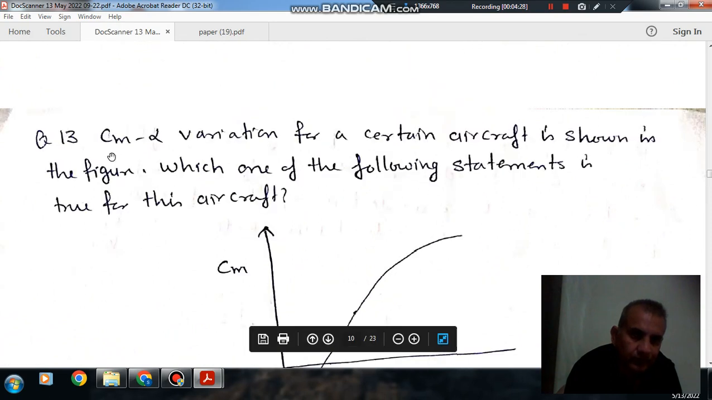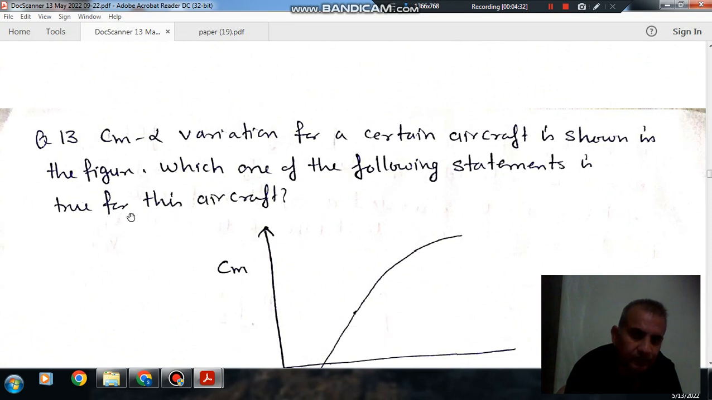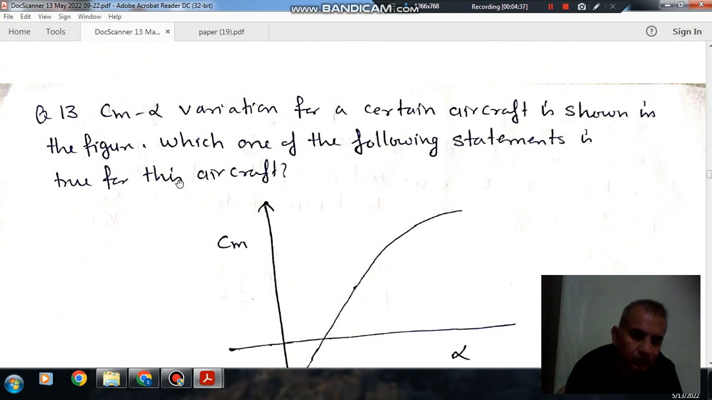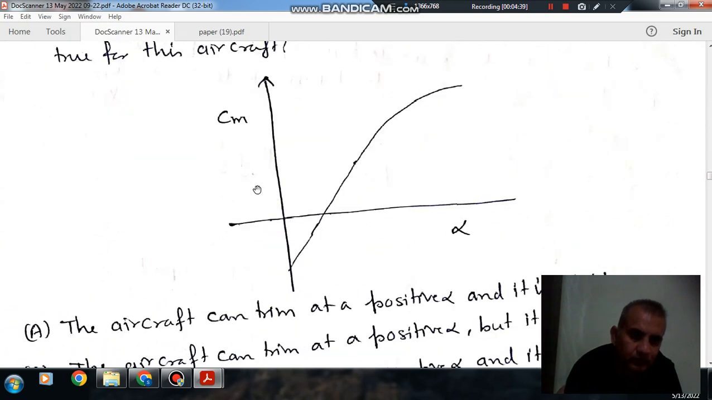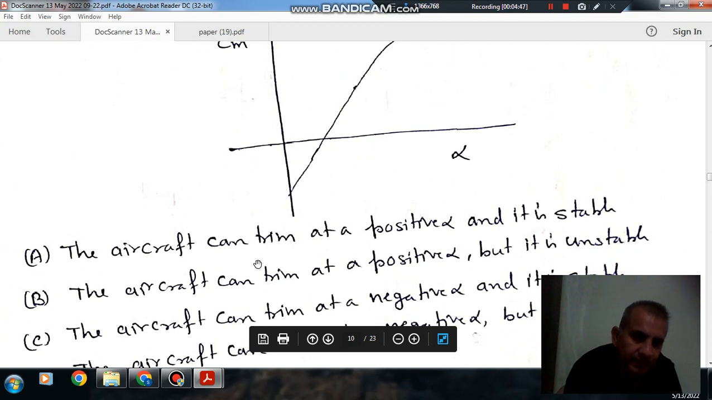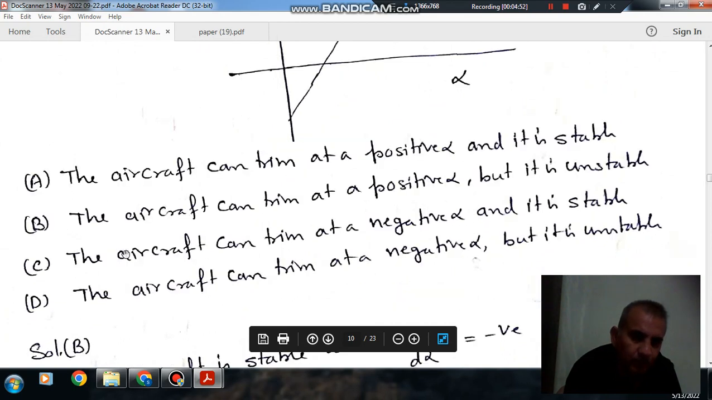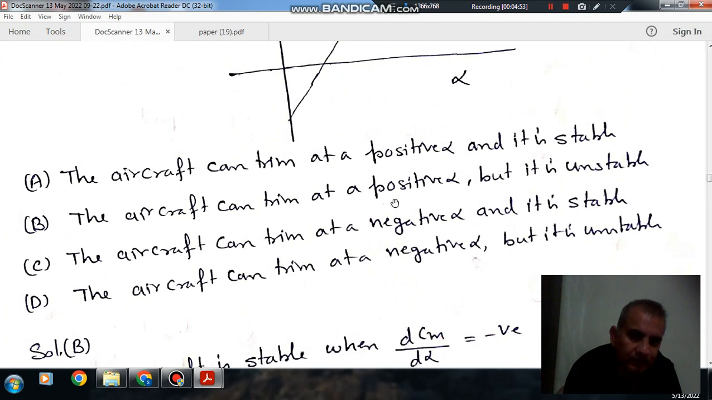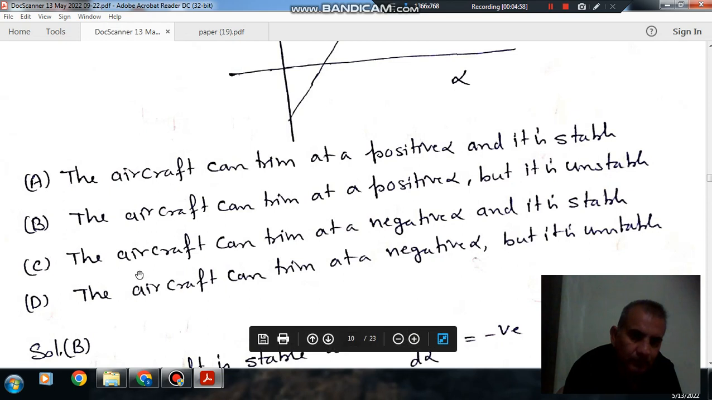Next, the Cm alpha variation for a certain aircraft is shown in the figure. Which one of the following statements is true for this aircraft? So this is your Cm, the coefficient of moment, and this is alpha, and we have to choose the right statement. Option A, the aircraft can trim at positive alpha and it is stable. Option B, the aircraft can trim at positive alpha but it is unstable.